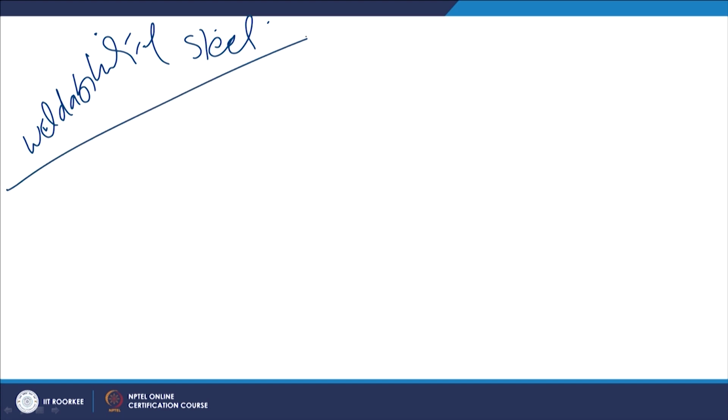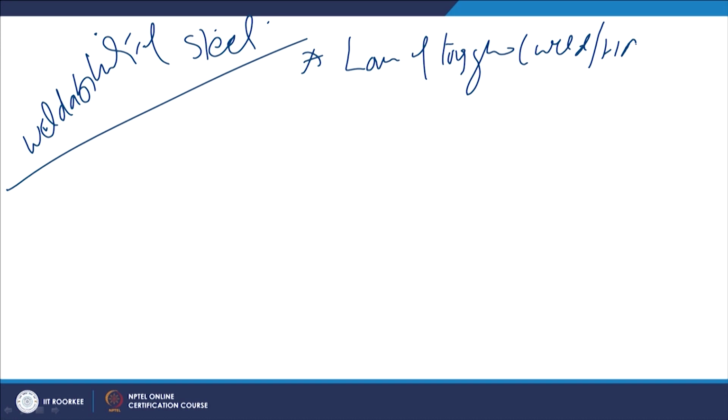So, the steels during welding primarily suffer from loss of toughness of the weld as well as the heat affected zone. This is called embrittlement. So, their ability to sustain impact loads is reduced drastically.